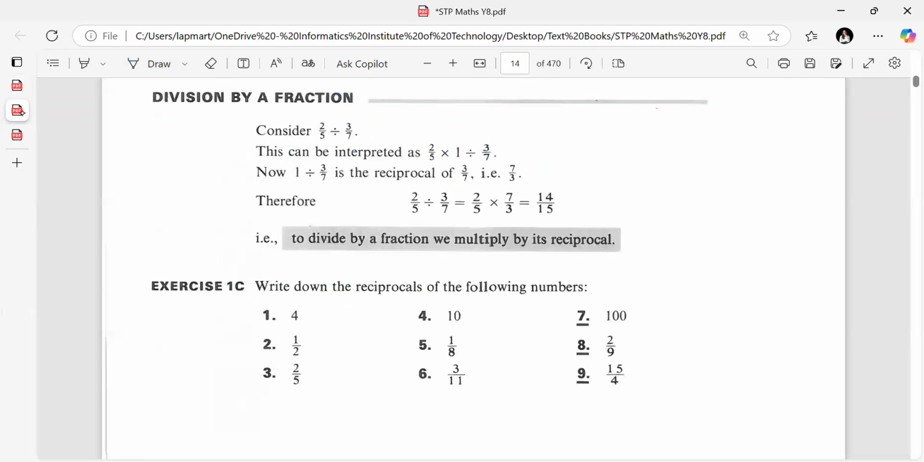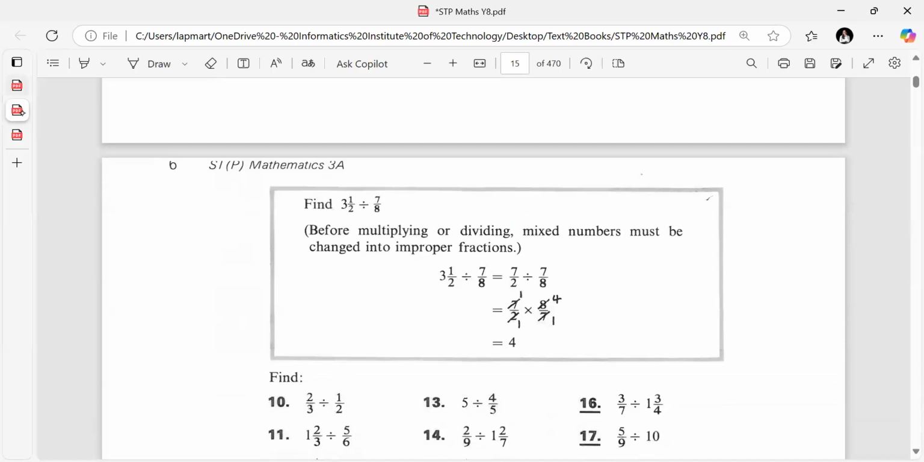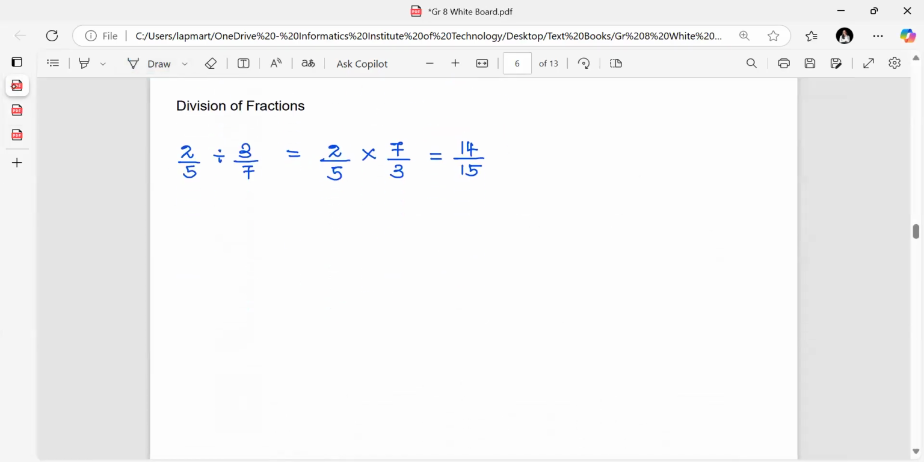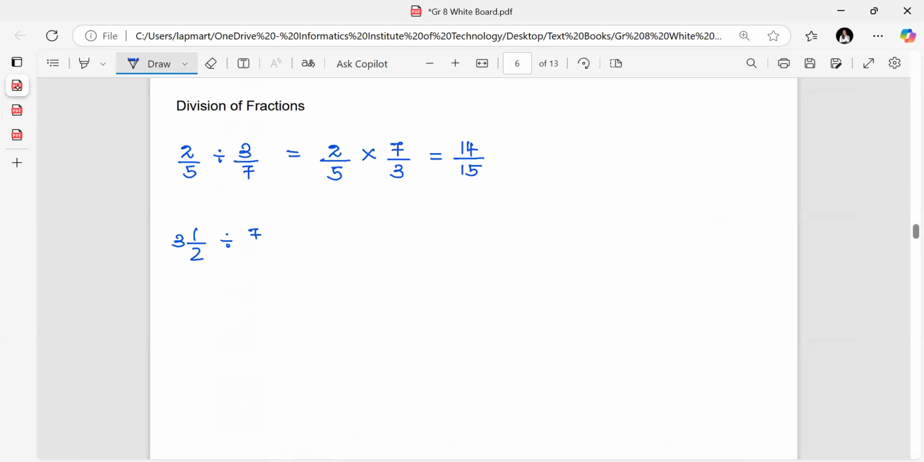We will take another example and see how we can do that. So let's say 3.5 divided by 7 over 8. So then 3.5: 2 times 3, 6. 6 plus 1, 7. 7 over 2 divided by 7 over 8.